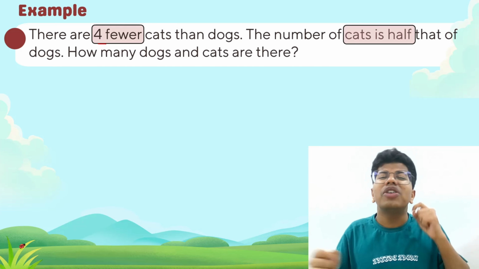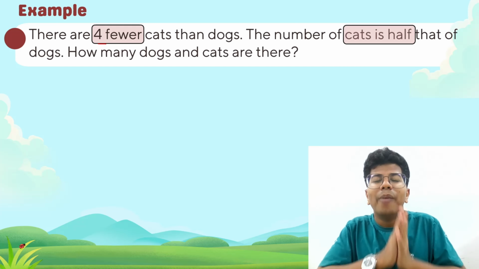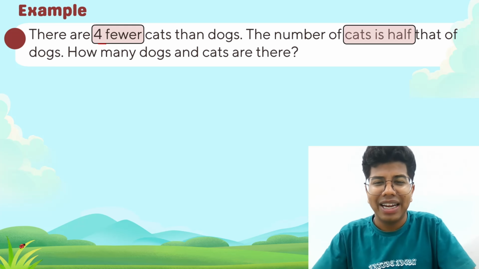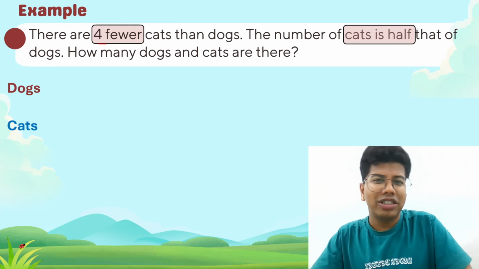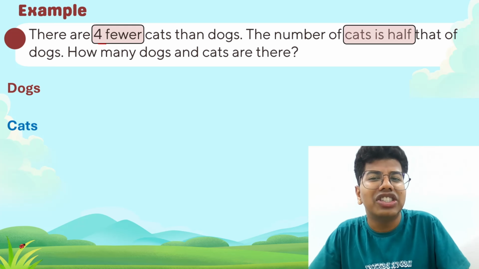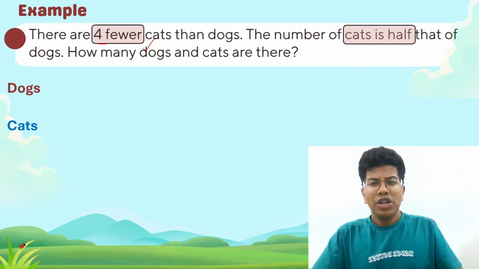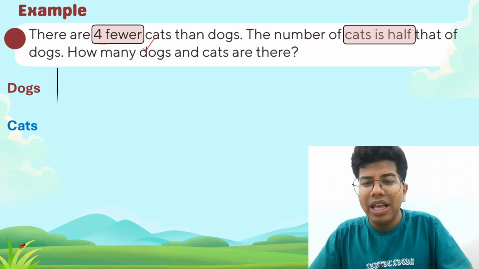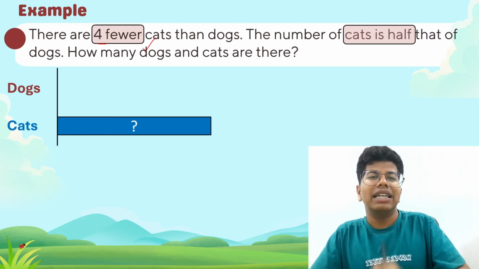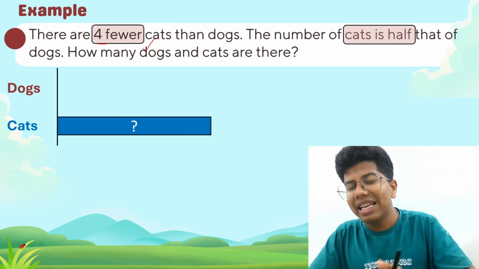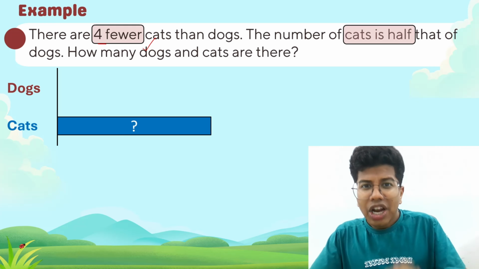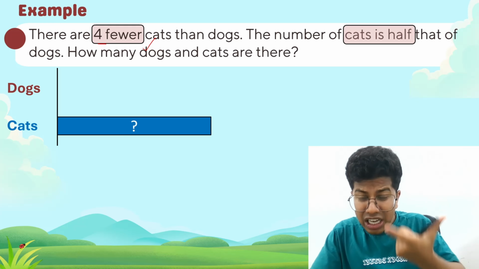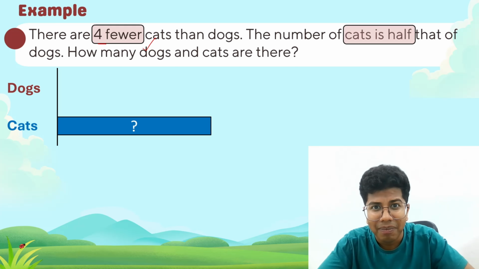So which relation should we use to draw a model? Let's try to understand. For example, here I have dogs and cats and I use the first relation, that is 4 fewer. So I need to draw dogs, I need to draw cats. Now let's say this is the size for cats. This is 4 lesser. How about dogs? Should I draw bigger, smaller, or the same?